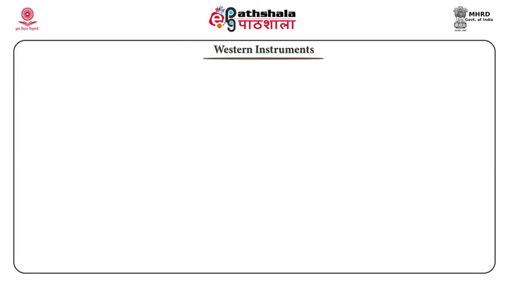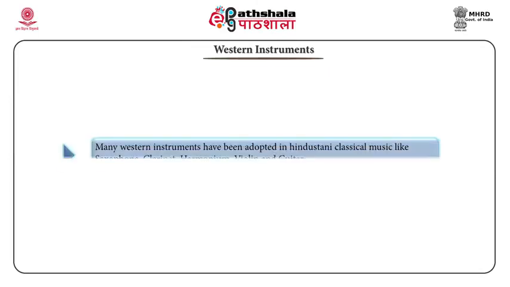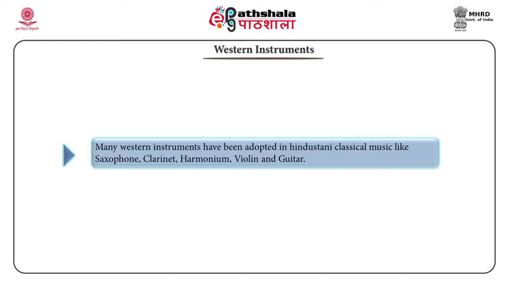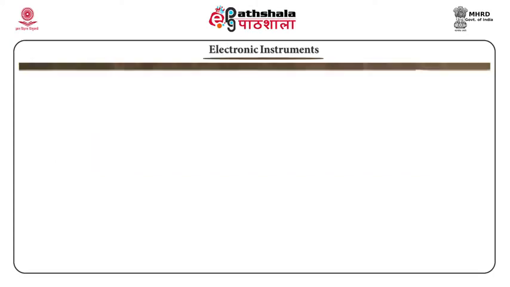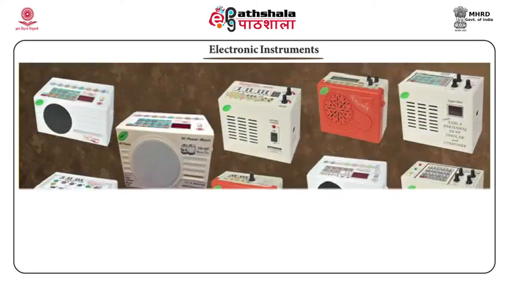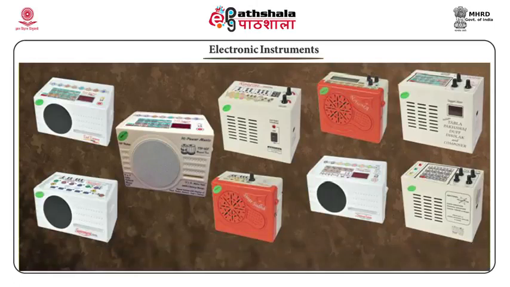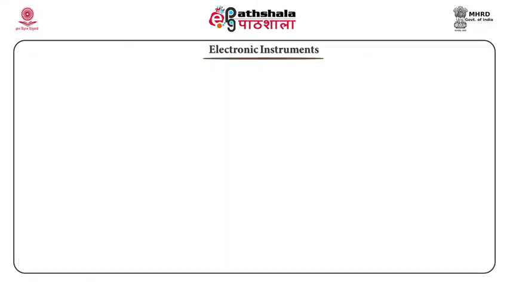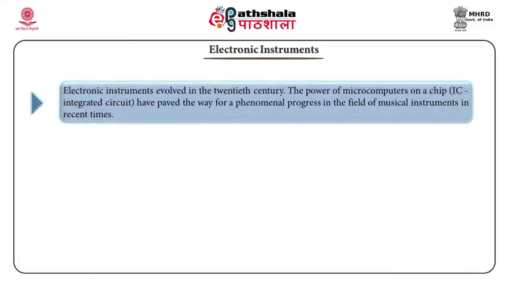Western instruments. Many Western instruments have been adopted in Hindustani classical music, like violin, harmonium, guitar, clarinet, and saxophone. There are some electronic instruments also which are a part and parcel of Hindustani music now. Electronic instruments evolved in the 20th century.